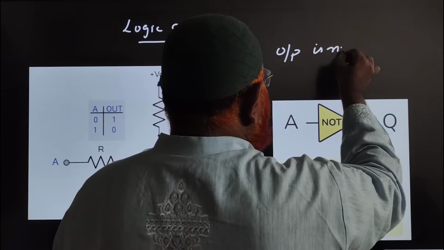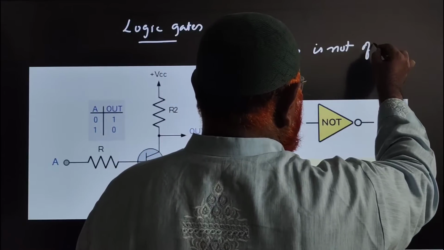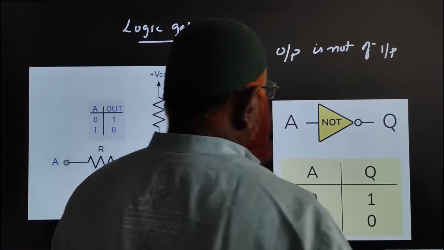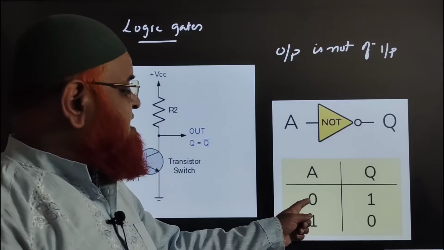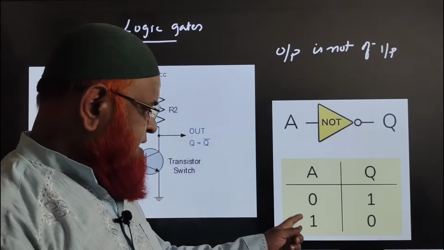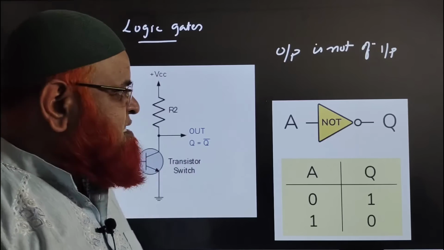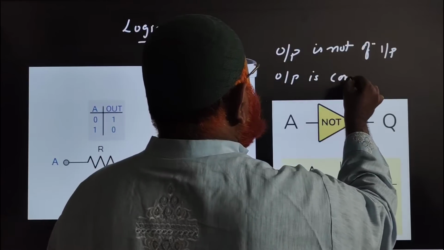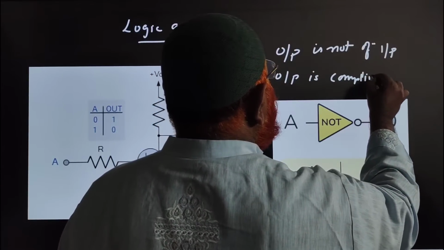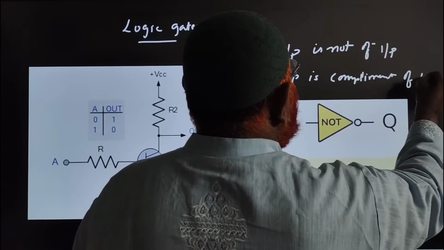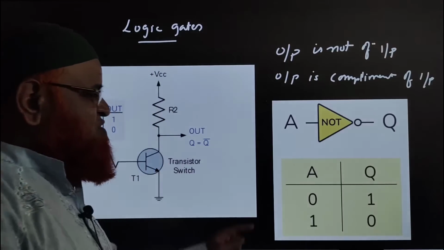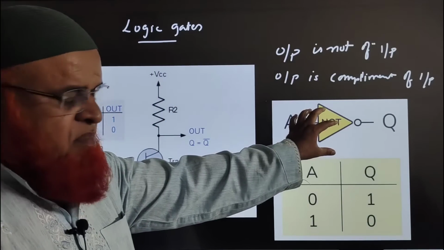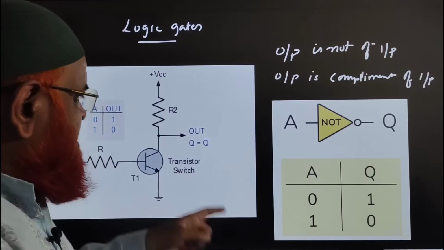Output is not of input. That means if you give input as 0, output is 1, and if input is 1, output is going to be 0. That means output is the complement of input. Okay, and this NOT gate is a symbol. And the circuit behind that is going to be a transistor.